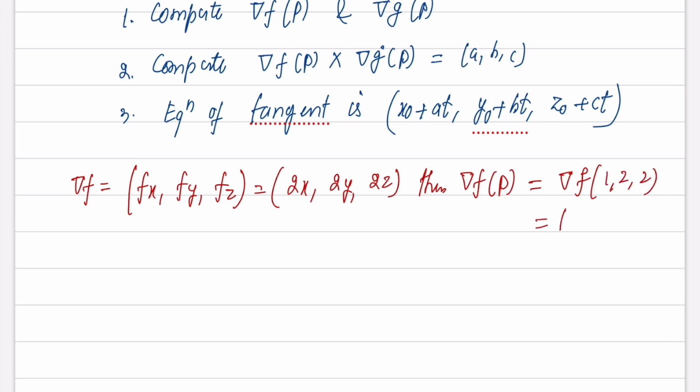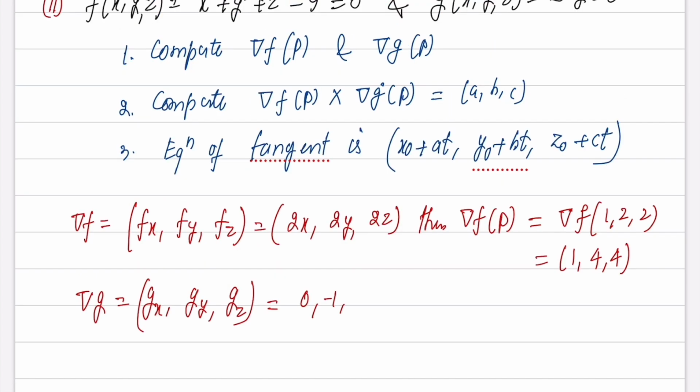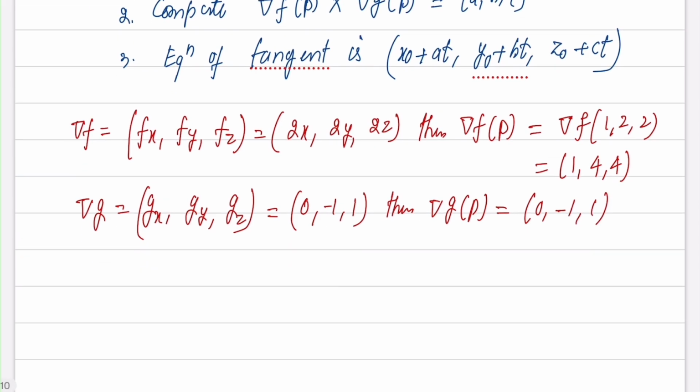So this is equal to (1, 4, 4). And second is del g, which is equal to (gx, gy, gz). This is equal to (0, -1, 1). And then del g at P is obviously equal to (0, -1, 1).